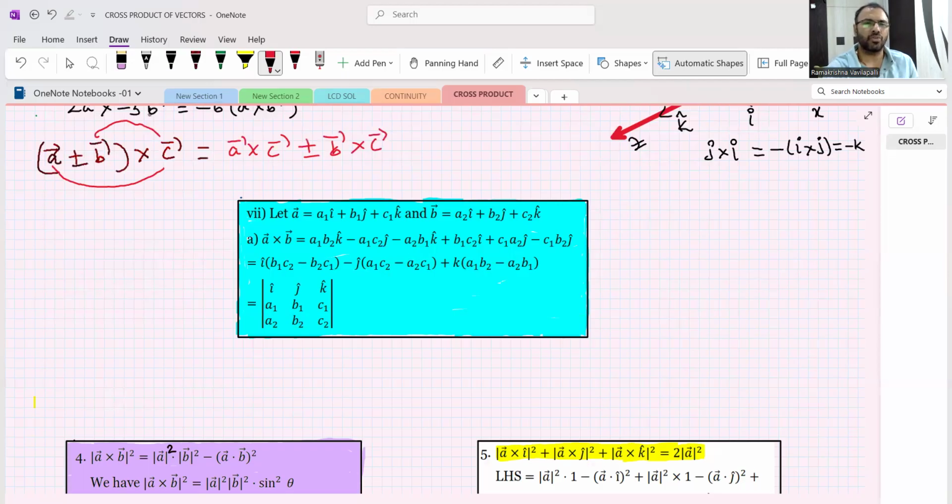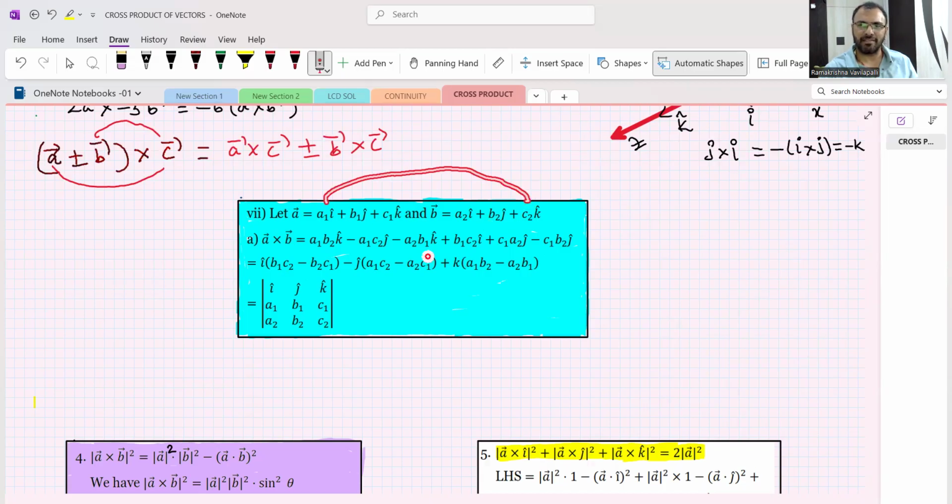So here what you have to do is apply the cross product of A bar and B bar. You do the cross of A1i individually with A2i plus B2j plus C2k. Like A1i cross A2i is nothing but 0. A1i cross B2j, I cross j is nothing but k, so A1 B2 k. Next, A1i cross C2k, I cross k is nothing but minus j.